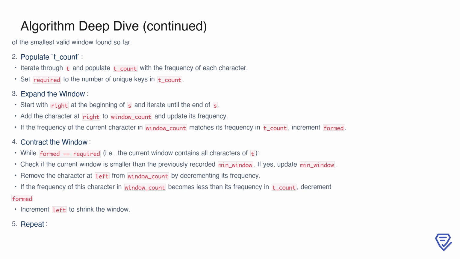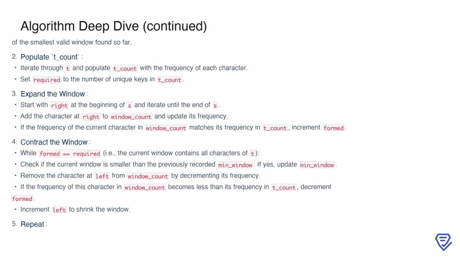At this point, we begin contracting the window by moving the left pointer. For each step, we check if the current window is smaller than the previously recorded min_window, and if so, we update min_window. Then, we remove the character at the left pointer from window_count by decrementing its frequency. If this causes the frequency of the character in window_count to drop below its frequency in T_count, we decrement formed. This process of expanding and contracting continues, ensuring that we explore all possible valid windows while keeping track of the smallest one.